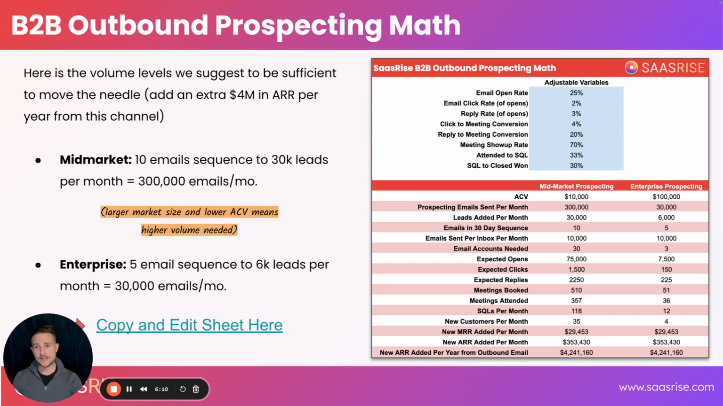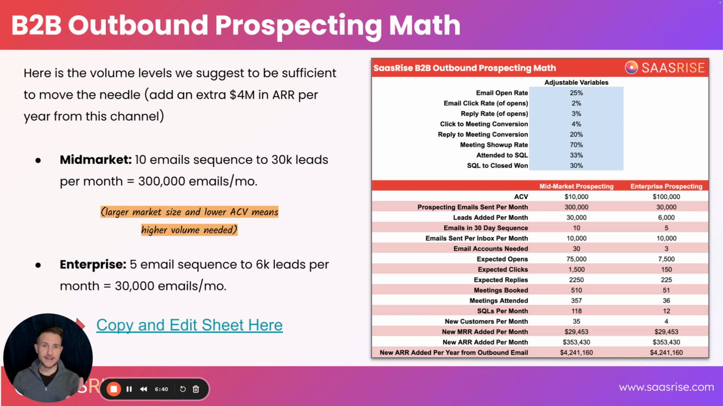Now, if you're enterprise, you don't really need to do as high a volume because your market might not be that big. There might only be 30,000 people in your entire market: 5,000 companies, 6 people each, 30,000 targets. So you're only going to maybe do 6,000 leads per month, and you don't have to do as big of a sequence. You could do a 5 email sequence, 30,000 emails a month. All of that, in both of these examples, ends up adding about 4 million in ARR per year just from outbound email.